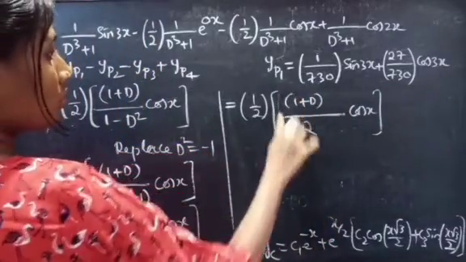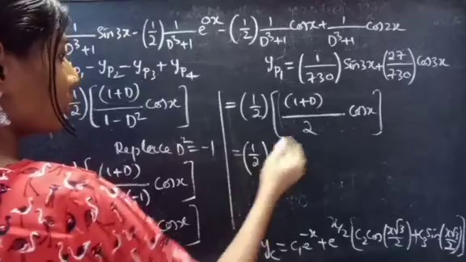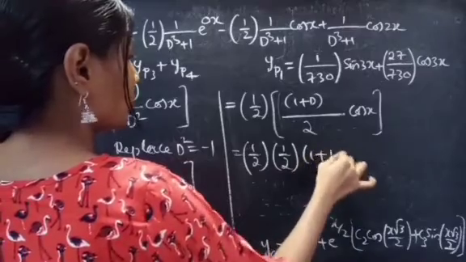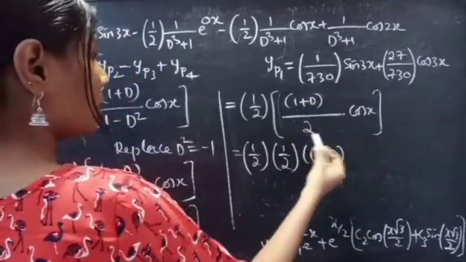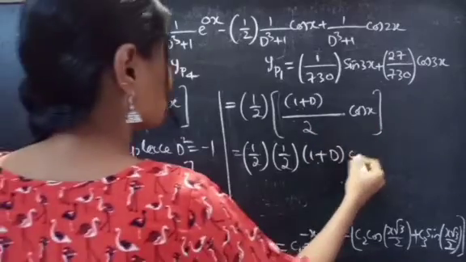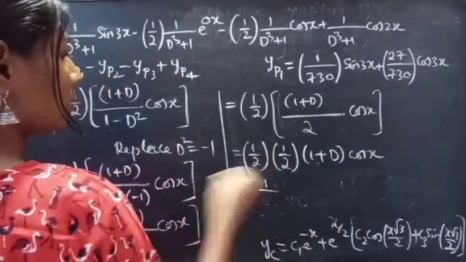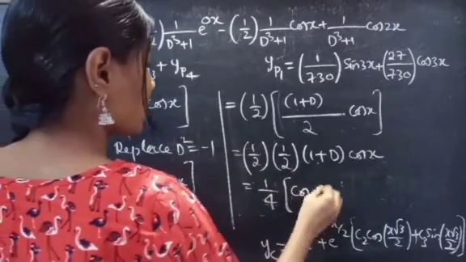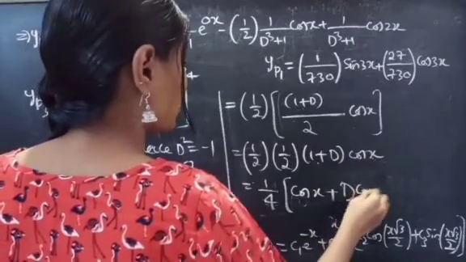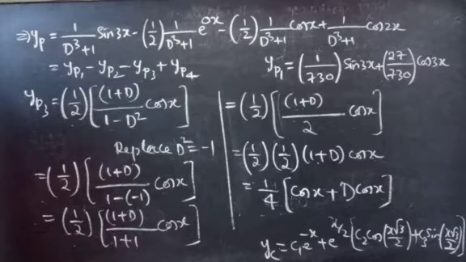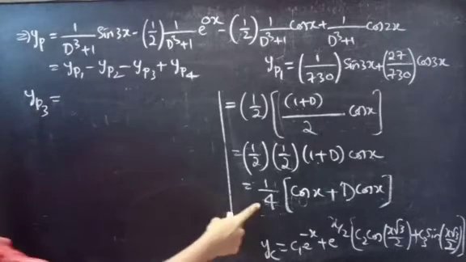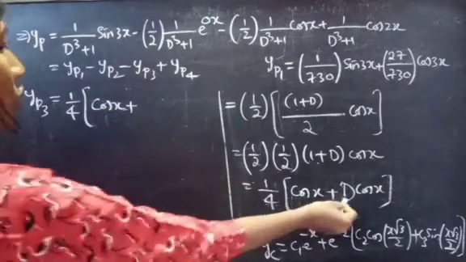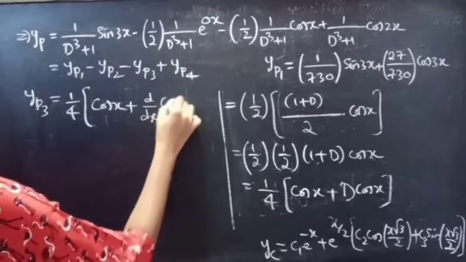Now, you can write this as 1 by 2 into, you can write 1 plus d by 2 as 1 by 2 into 1 plus d into cos x, which equals 1 by 2, 2s are 4, into 1 into cos x is cos x plus d cos x. We know that d is a differential operator. Now this becomes 1 by 4 into cos x plus, replace differential operator d by d by dx.